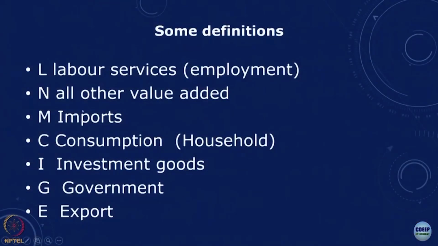So, if we look at these sectors, L is the labor services, employment and all other value added, and M are imports. All of these will come under each sector in the column, and in the row there are additional final demands which will come in terms of consumption, investment goods, government and export. So, F will be equal to C plus I plus G plus E, and this is the payment sector, which is the additional thing which will come in the column.